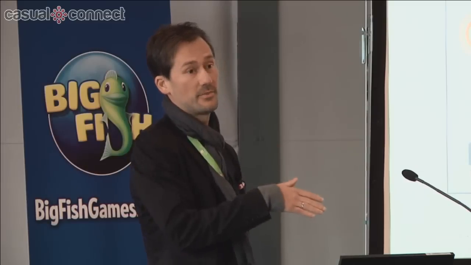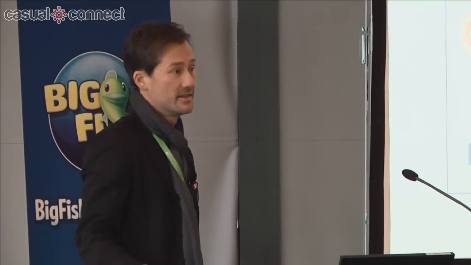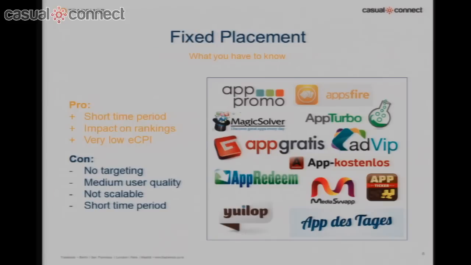And that's basically what I mean if I'm saying it's not easy to buy, because if you want to buy CPI, you need some sort of measurement implemented in your app that helps you to actually count the installs that you need. And the only way to achieve that today in an app is by using an SDK that helps you track that. So the last type of media I want to speak to you about is fixed placements.